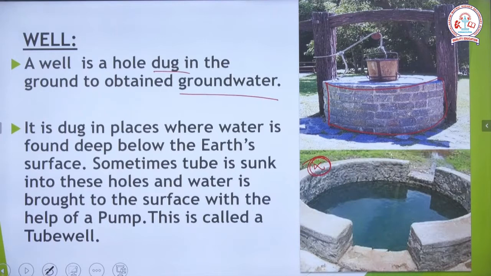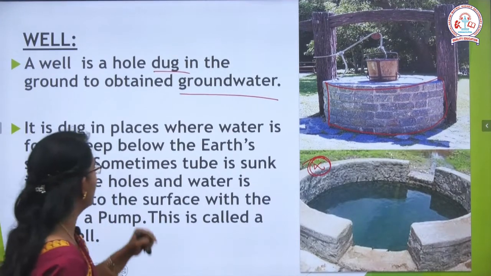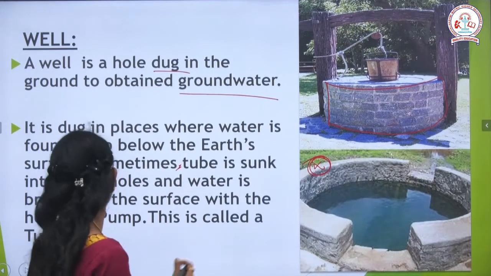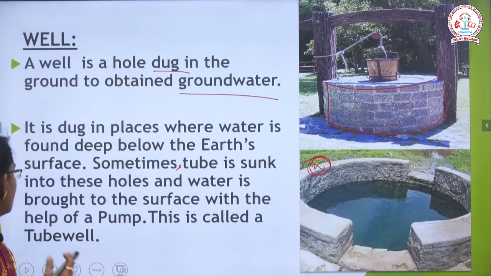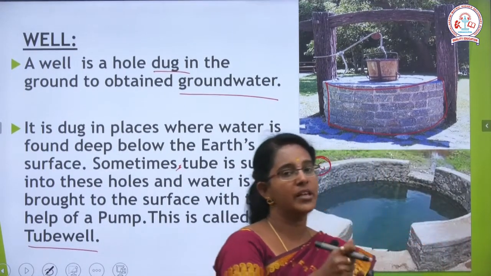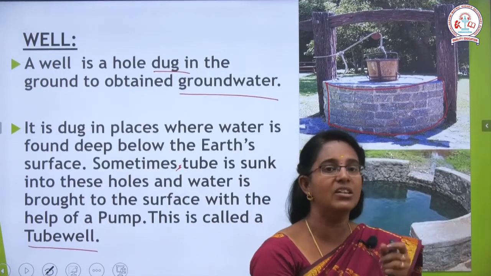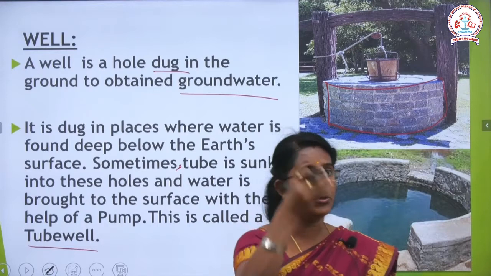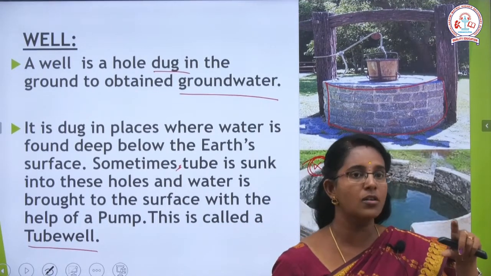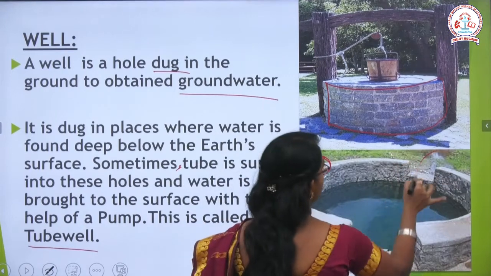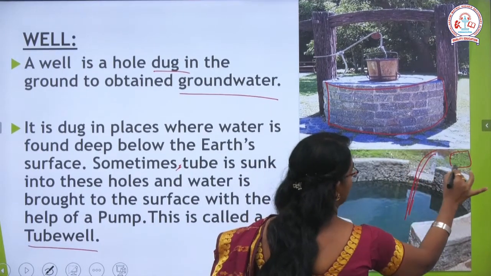Next, it is dug in places where water is found deep below the earth's surface. A tube is sunk into these holes and water is brought to the surface with the help of a pump. This is called a tube well. For example, at home we use a bucket and collect the water that is below. For crops, they can't do it like that. So they use a long connection of pipes and sink those long pipes into the well. They will put a motor like this.